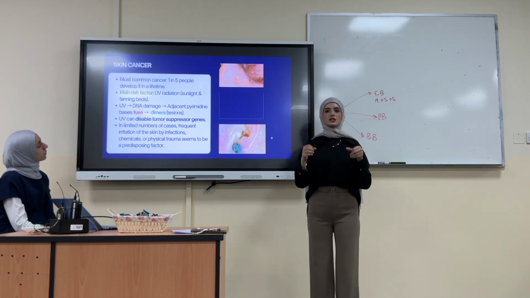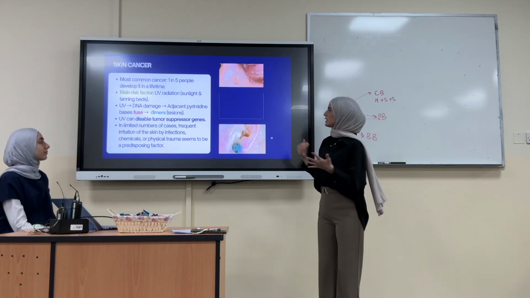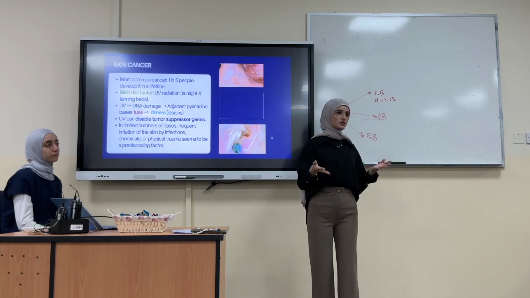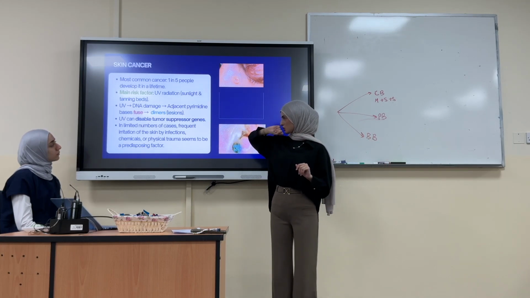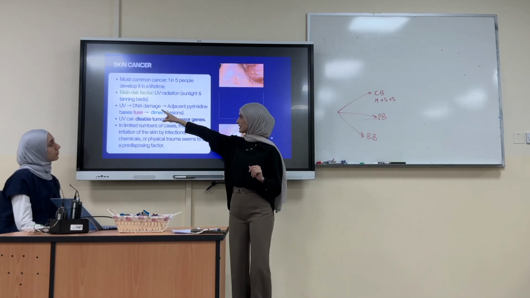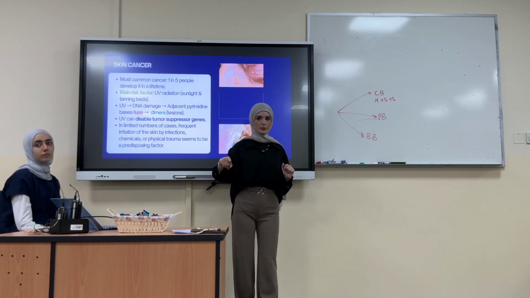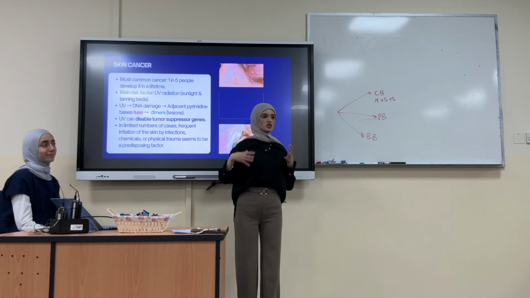What is the main risk factor for skin cancer? UV radiation. UV radiation can come from where? The sun and tanning beds. The UV can do two things. It can do DNA damage, and when we say DNA damage, what's the specific damage that happens? It will change the sequence. Mutation. Yes, there is a mutation.